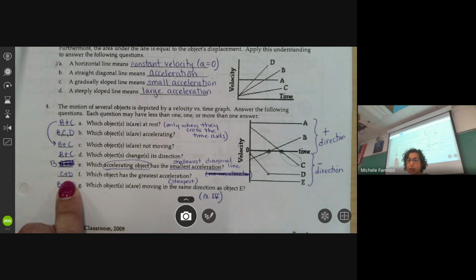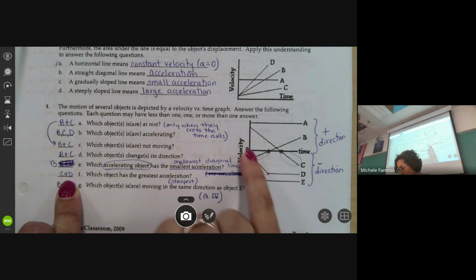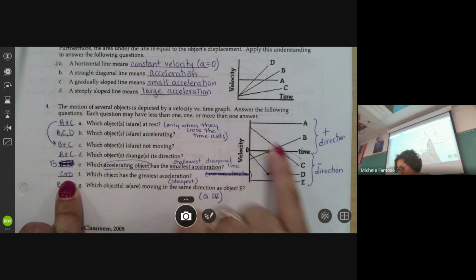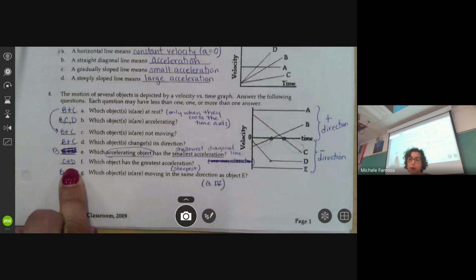Letter F, which object has the greatest acceleration? That means which one is the steepest? That's graphs C and D. D, but only in this section, this diagonal component is parallel to that, so they have the same large acceleration.